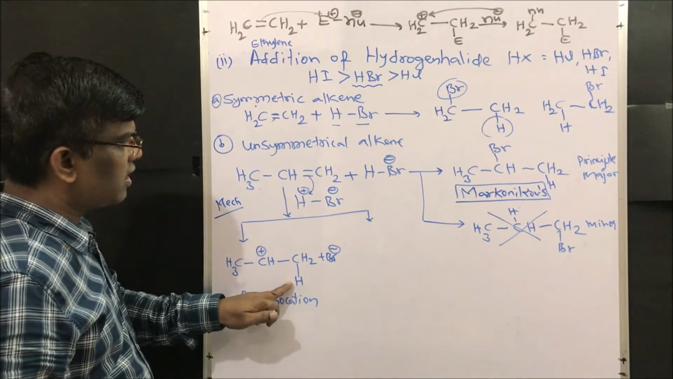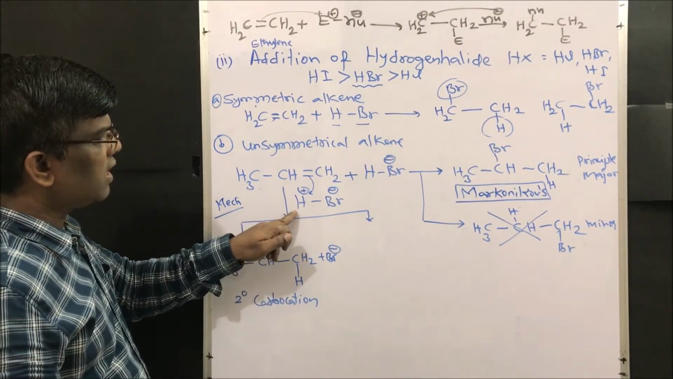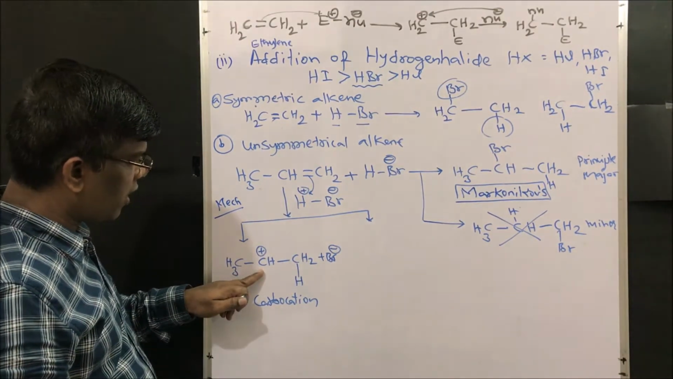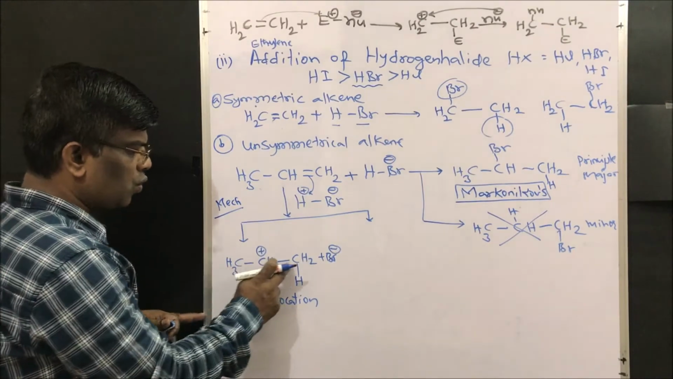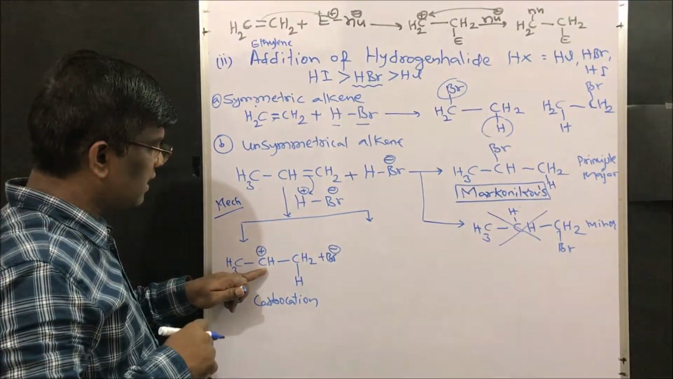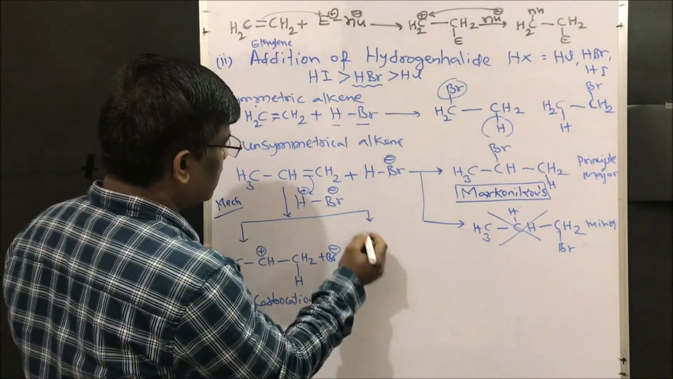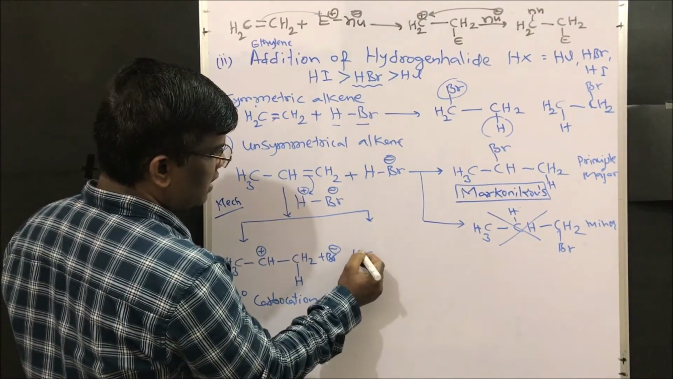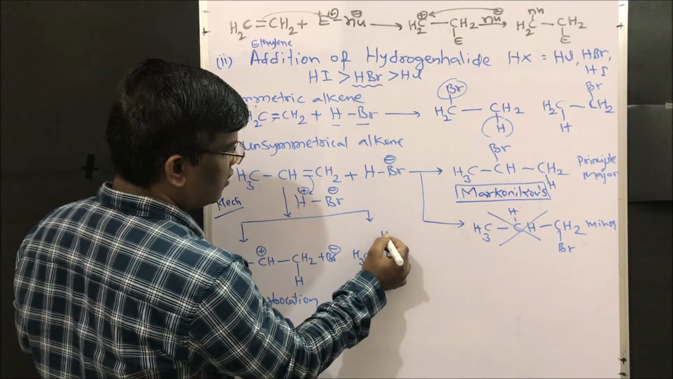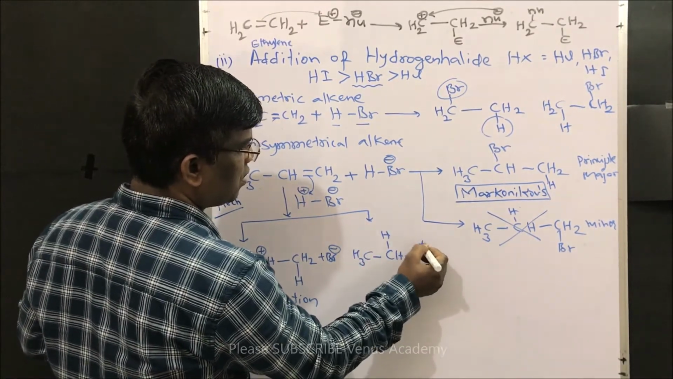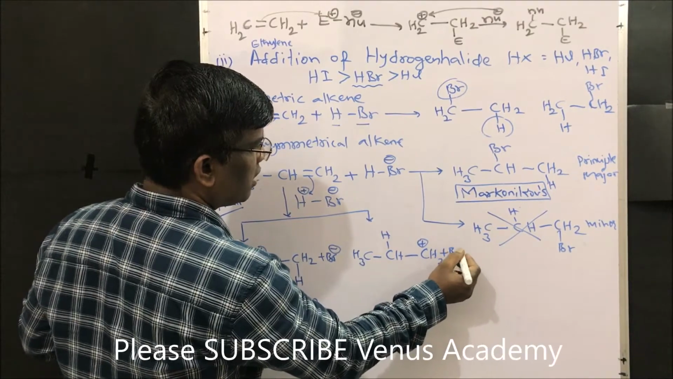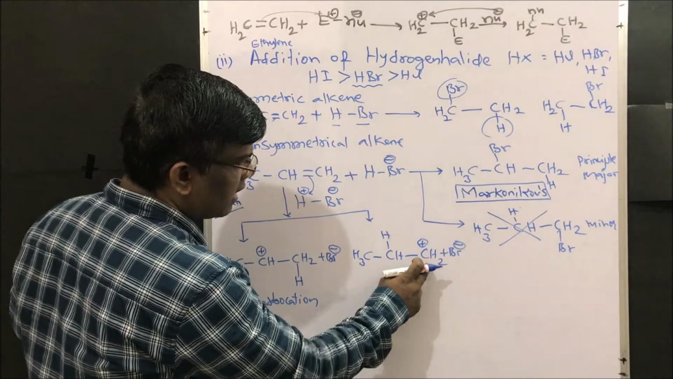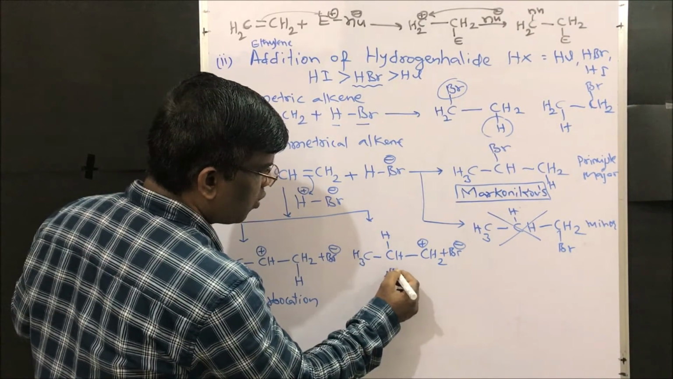Here the hydrogen is an electrophile. First the electrophile adds to the alkene to give a secondary carbocation. Why is it secondary? This carbon is attached to two carbons, so it is known as a secondary carbocation. What else? If this hydrogen adds to the other carbon, let us see what happens. CH3 CH2 CH2 positive, plus bromide ion. So what is the carbocation here? This is a primary carbocation.